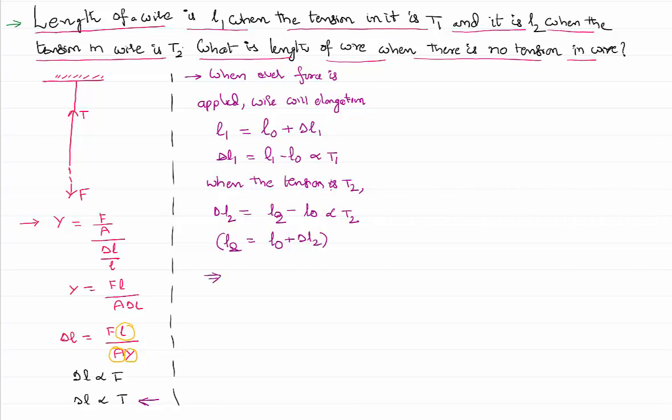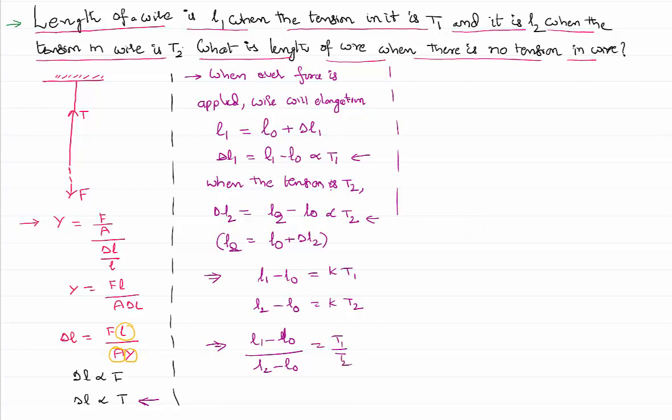So what I will get is L1 minus L0 is some constant times T1, and L2 minus L0 is the same constant times T2. Dividing these two equations, L1 minus L0 by L2 minus L0 is T1 by T2. Now, the condition is when no tension is applied. When no tension is applied, obviously there is no force, and the length is nothing but the original length, that's L0 in our problem. I have to calculate that.